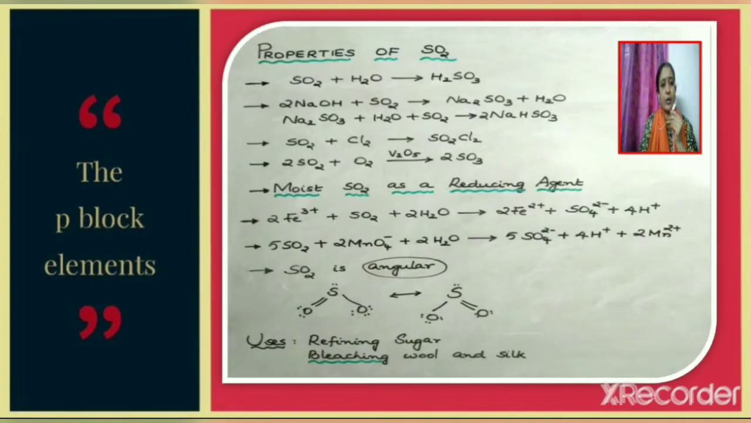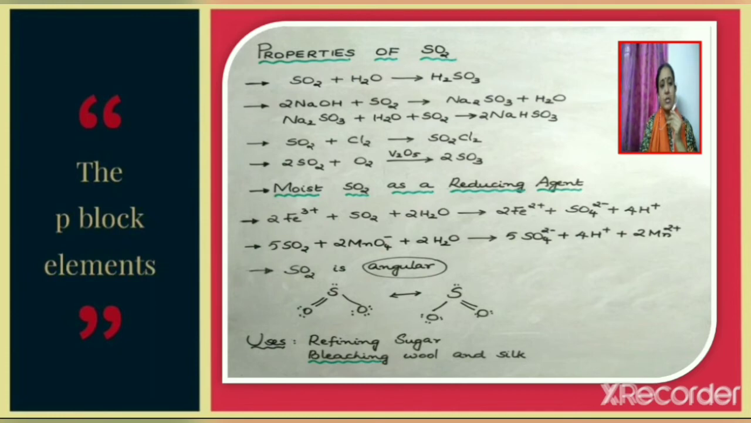Properties of sulfur dioxide. Next we shall discuss the various reactions given by sulfur dioxide. First one, sulfur dioxide reacts with water to give sulfurous acid H2SO3. Another reaction, sulfur dioxide reacts with sodium hydroxide to give sodium sulfite and water. Sodium sulfite then reacts with water and sulfur dioxide to give sodium bisulfite. We can write the equations as NaOH plus SO2 gives Na2SO3 plus H2O. Then Na2SO3 plus H2O plus SO2 gives NaHSO3.